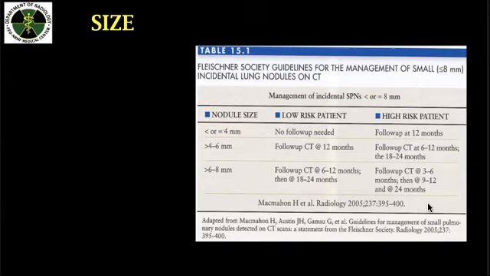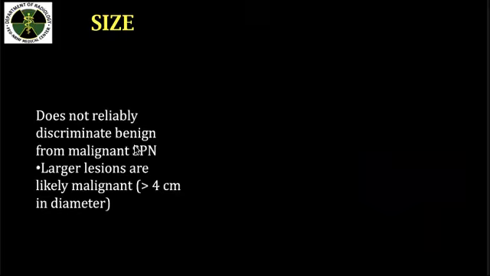Then if the nodule is greater than 6 to 8 millimeters in low-risk patients, we follow it up at 6 to 12 months, then 18 to 24 months. But if it's a high-risk patient with a 6 to 8 millimeter nodule, we follow it up at 3 to 6 months, then 9 to 12 months, and even to 24 months. So remember this table. The size does not reliably discriminate benign from malignant solitary pulmonary nodules. But a larger lesion that is greater than 4 centimeters in diameter is almost always malignant.